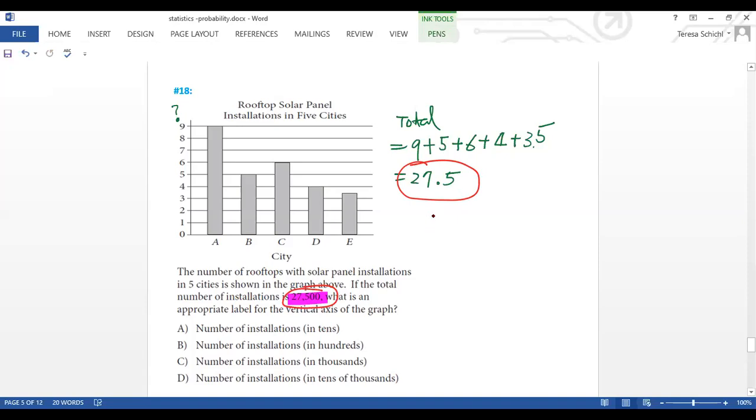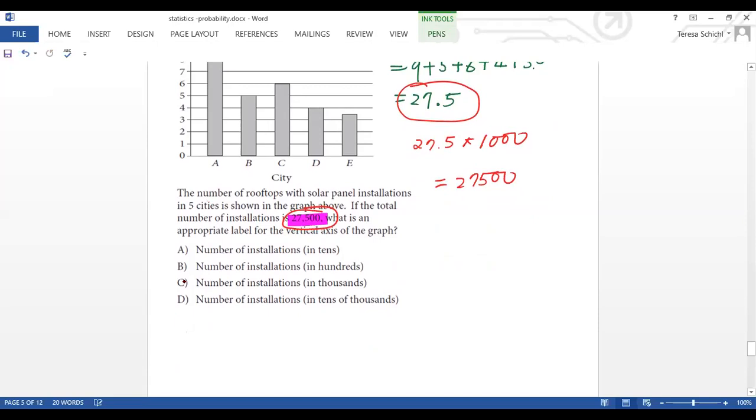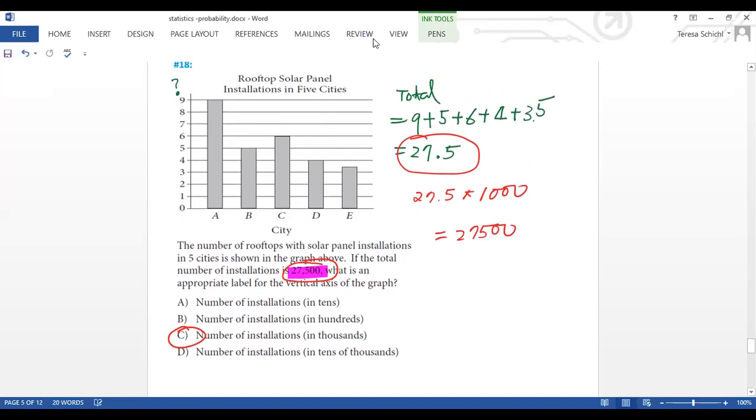So what I need to do here is, 27.5, if you times 1,000, will give you 27,500. So I know my units here have to be in thousands, right? So what is the answer here? This is C. In fact, this problem is very interesting and important, because whenever you look at a graph, you need to be careful about what units they use. Like in here, you say, oh, only 9 installations, and this is 5 installations.